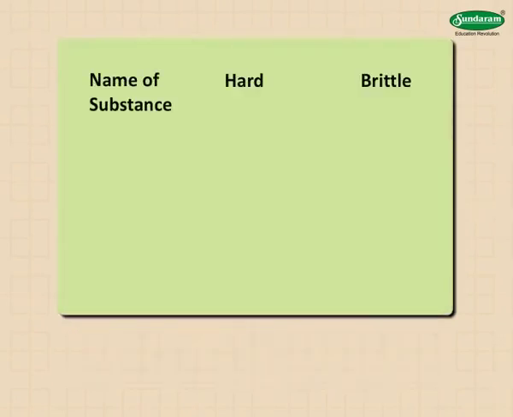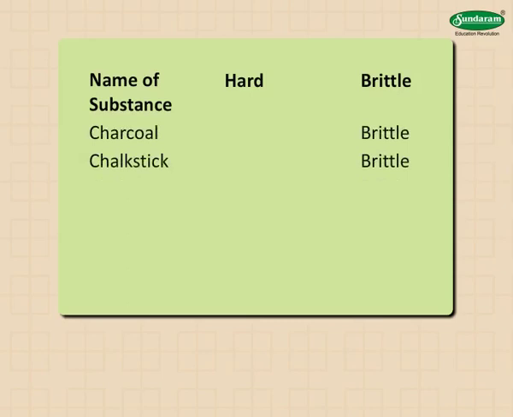Now, let us classify the aforementioned items as hard and brittle. Charcoal is a brittle substance. Chalk stick is a brittle substance. Steel glass is a hard substance. Coal is a hard substance. Wood is a hard substance.